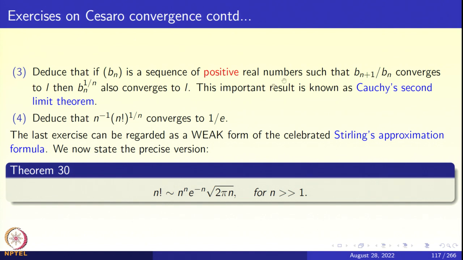In particular, use a special choice of these Bn's to prove that the nth root of n factorial upon n goes to 1 upon e. This last result here is a very weak form of the celebrated Stirling's approximation formula. Stirling's approximation formula says that when n is very large, when n is much larger than 1, n factorial is approximately equal to n to the power n into e to the power minus n into the square root of 2 pi n. This last exercise is a very weak form of Stirling's formula. I'd like you to think about why this is a weak form of Stirling's formula.